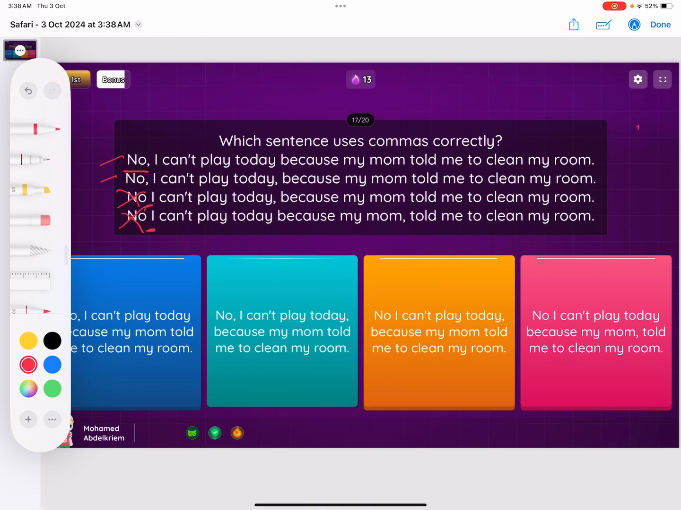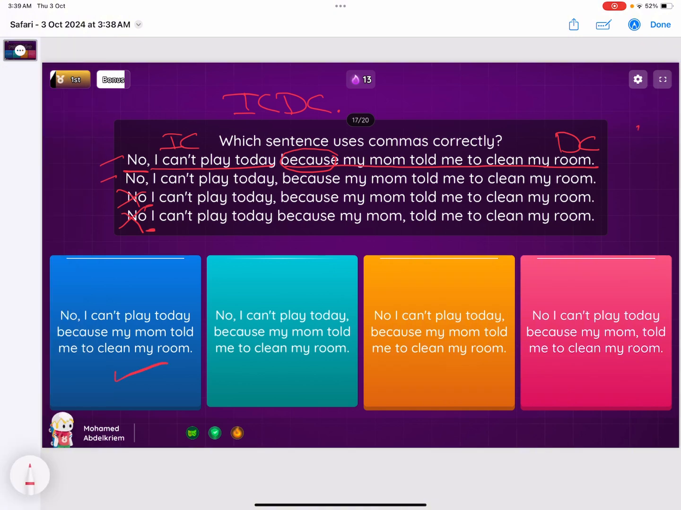So now let's check the other part of the sentence. I can't play today because my mom told me to clean my room. So because my mom told me to clean my room, this is a dependent clause. And I can't play today, this is an independent clause. For those who forgot, a dependent clause is a clause that has a subordinating conjunction, and because is a subordinating conjunction. So this is why it's a dependent clause. Whenever I have an independent clause and then a dependent clause, you can join them right after each other without any punctuation mark. So the blue one is the correct answer.